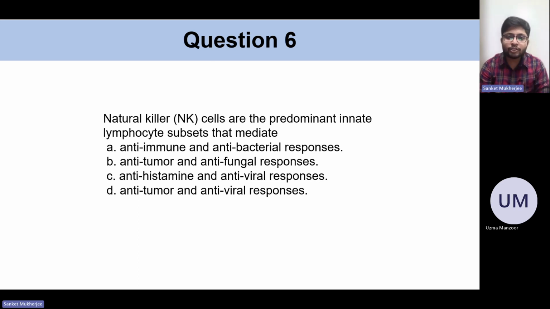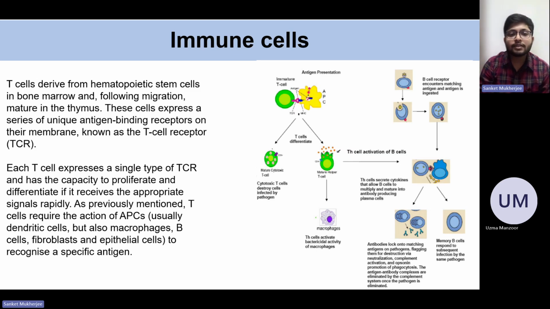Okay, so the answer to this question would be: natural killer cells are the predominant innate lymphocyte subsets that mediate anti-tumor and antiviral responses, option number D. So let's study a little bit about the immune cells. The T cells derive from the hematopoietic stem cells in the bone marrow, and they migrate and mature in the thymus. That's why they are called T cells.